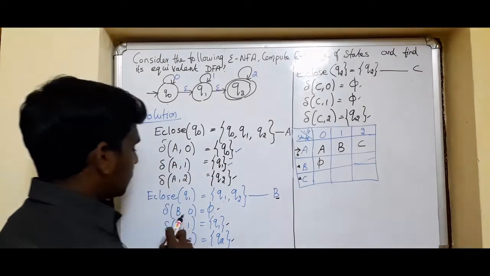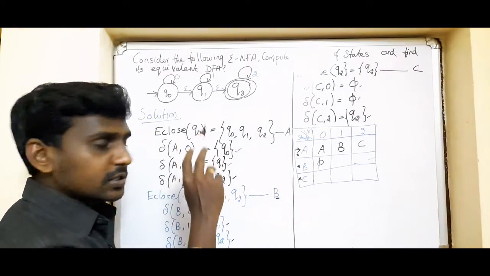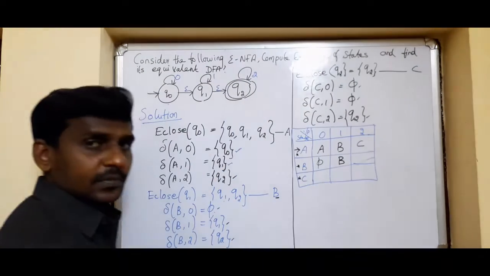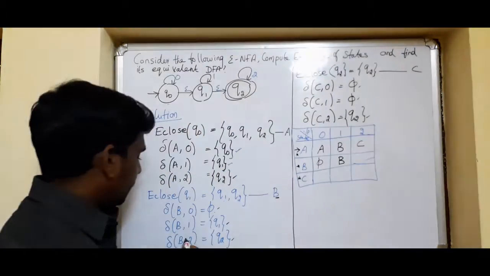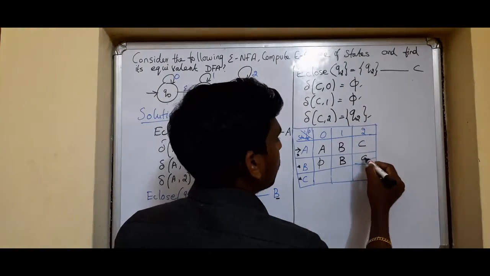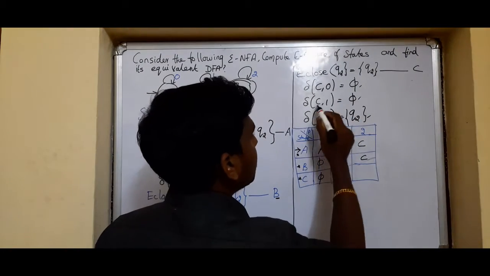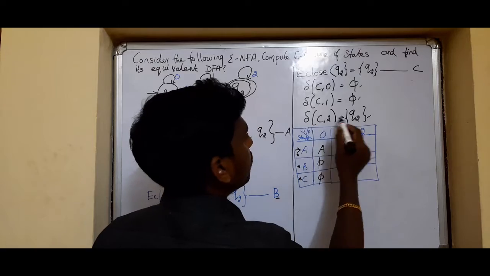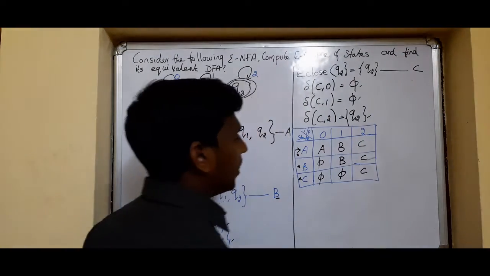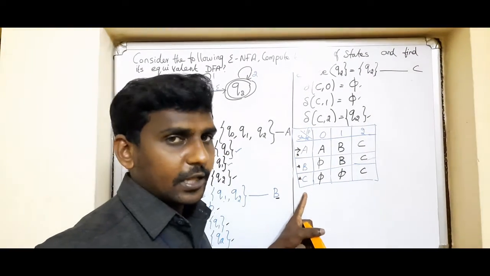And B comma 0 is phi. B comma 1 is Q1, so I go with the epsilon-closure of Q1, which is B, so I mark B here. Then B comma 2 is Q2, so I check the epsilon-closure of Q2, that is C, so I mark C here. C comma 0 is phi, and C comma 1 is also empty. C comma 2 is Q2, and the epsilon-closure of Q2 is C. Similarly, we draw the transition table like this.